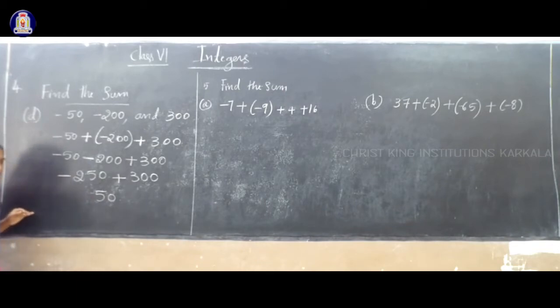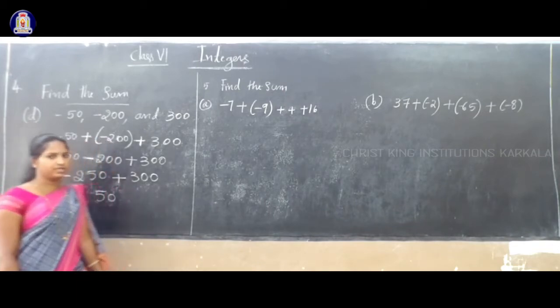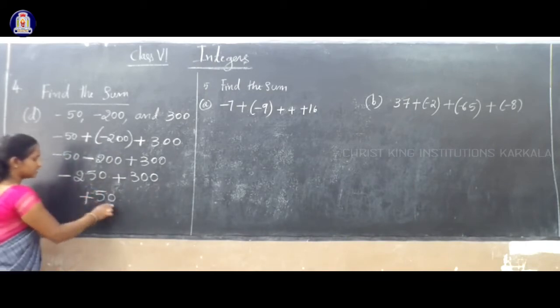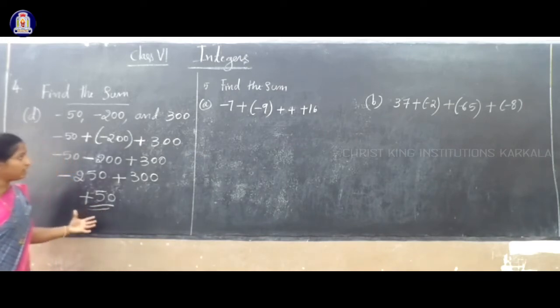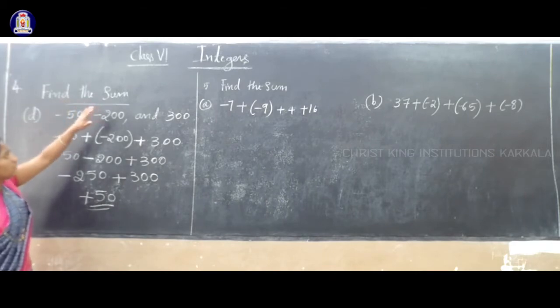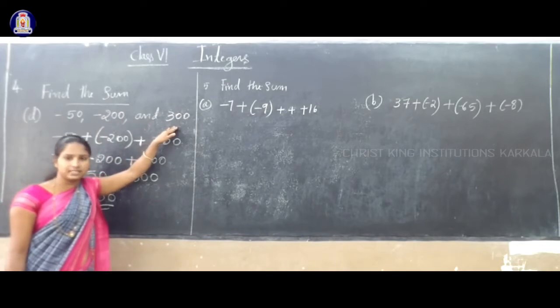Now you have to write the sign of the greater number. Which is the greater number in this, 300 or 250? 300 is greater, and that sign is plus. Clear? So plus 50 is the answer. Understood? First one, see the question: find the sum of minus 50, minus 200 and plus 300.